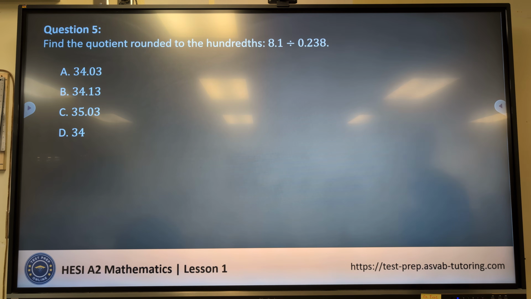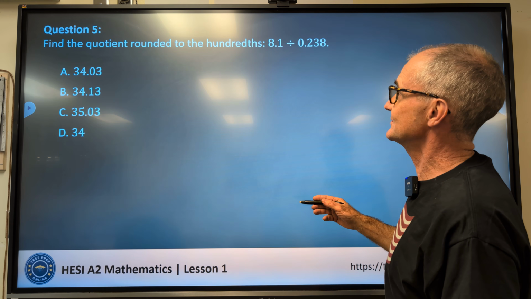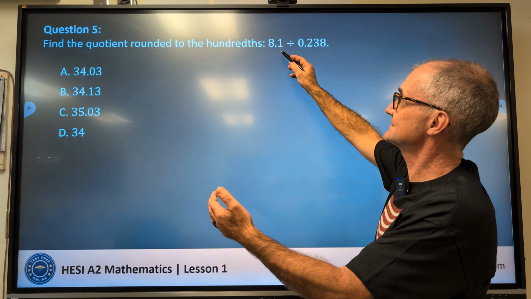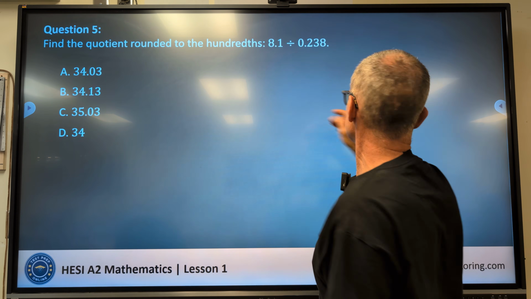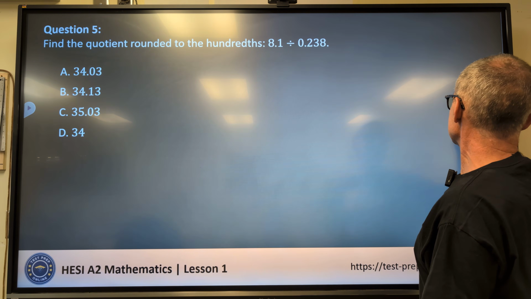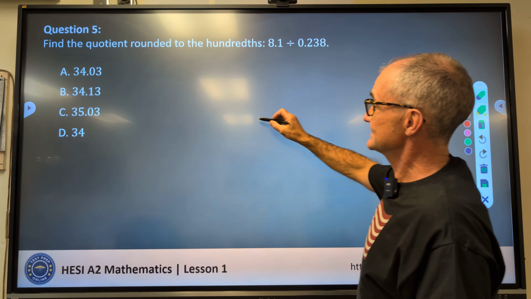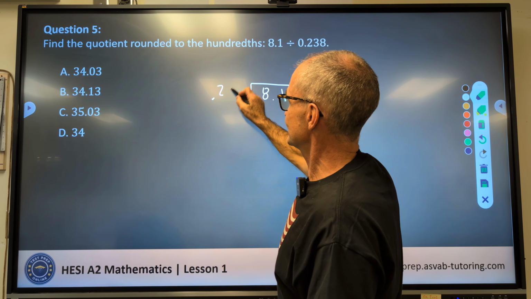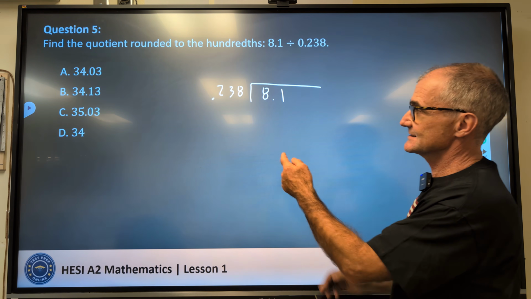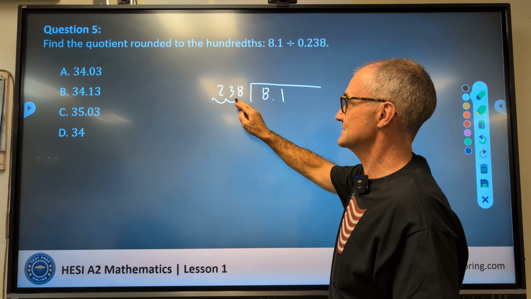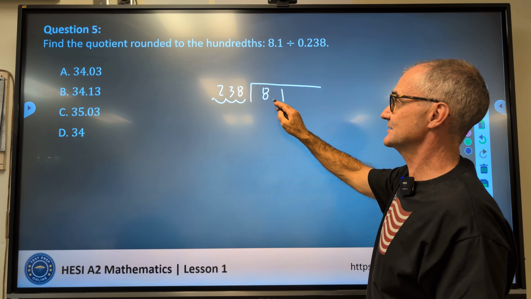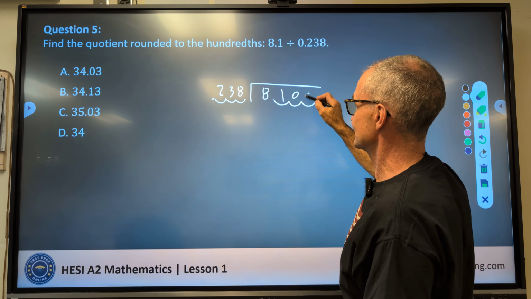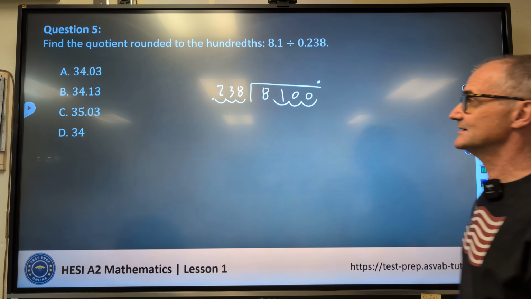Question number 5. Find the quotient rounded to the hundredths place. So what that's saying is, it's really saying divide this by this. We're going to do it the same way. We're going to go over here, find our white pen. Let's say 8.1 is being divided by 0.238. I'm going to take that decimal place and I'm going to move it over 1, 2, 3. So I got to do that over here too. 1, 2, 3. Got to keep track of my zeros. And my decimal place is going to go up right there.